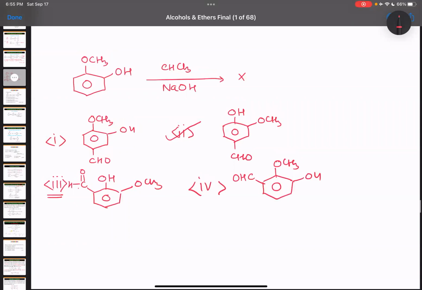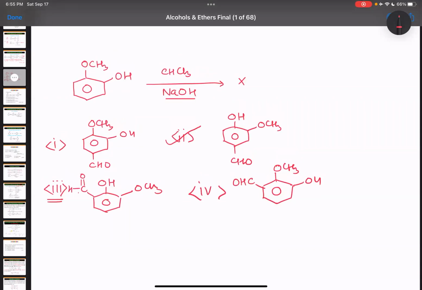It is because you are doing it in NaOH, and NaOH is going to replace the H plus from the OH. Between OCH3 and OH, OH is more electron rich because it becomes O minus. And when it becomes O minus, it undergoes resonance more strongly than the OCH3 group. So it makes the ortho and para positions more negative. So the first thing is you need to put the CHO group at the ortho and para position, right?